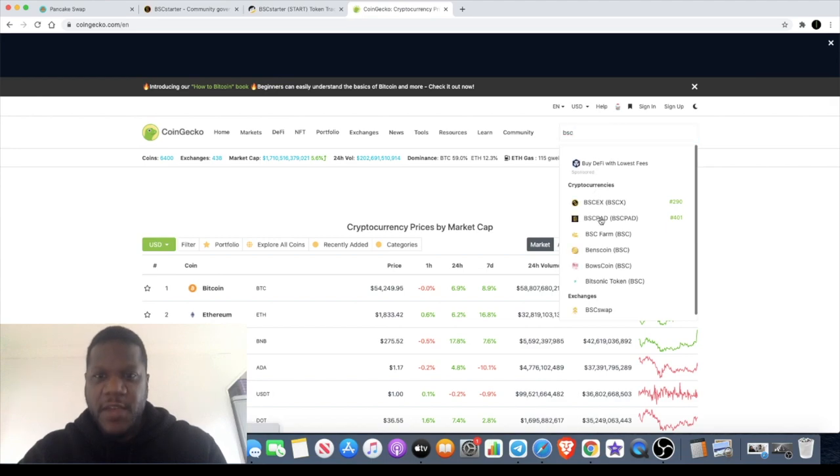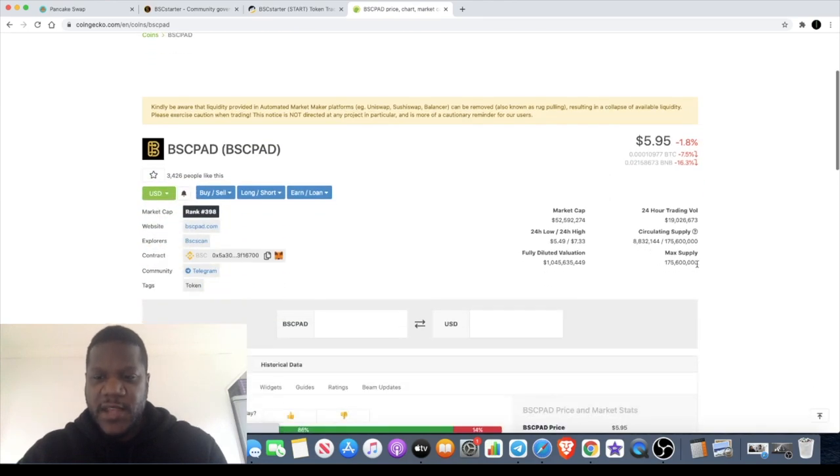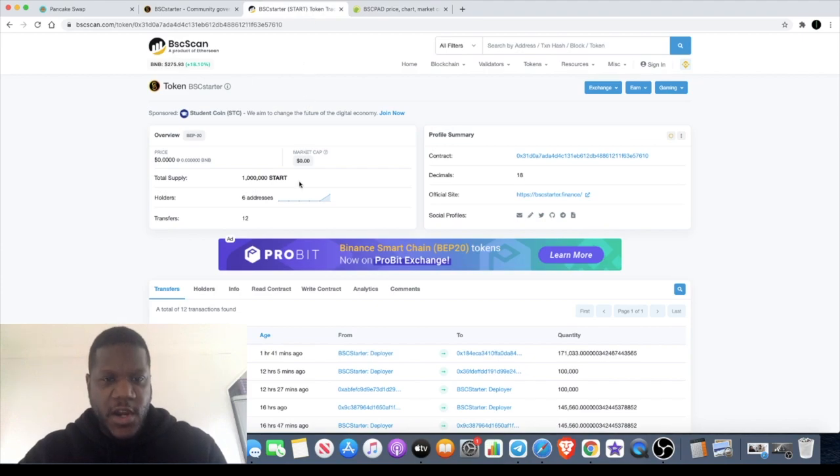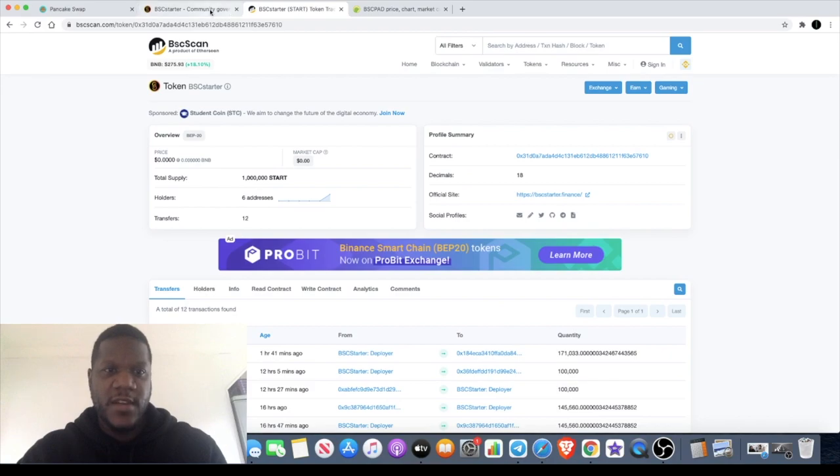Okay, and obviously bearing in mind BSC Pad was a lot cheaper when it came out of the gate, but theirs is 175 million. Okay, and BSC Starter is only 1 million. All right, so I reckon that this is going to fly when it comes out the gate. All right, guys, so take the opportunity. Not financial advice, always do your own research, of course. But yeah, just make sure you're not buying a fake token.